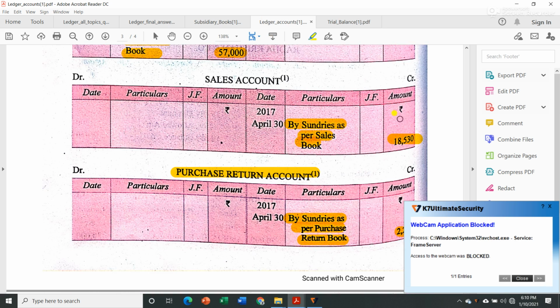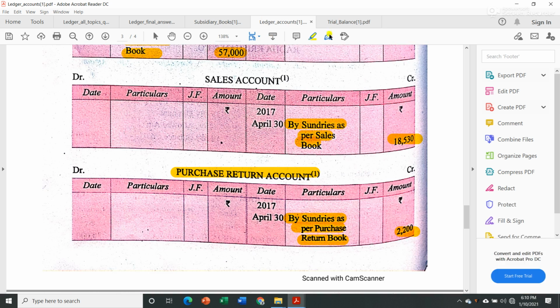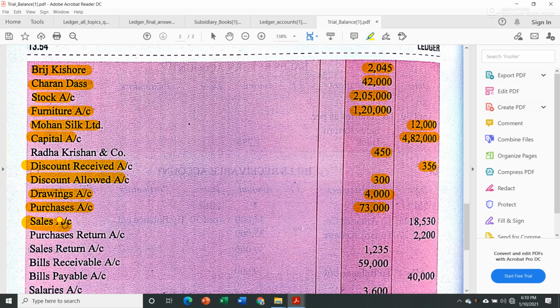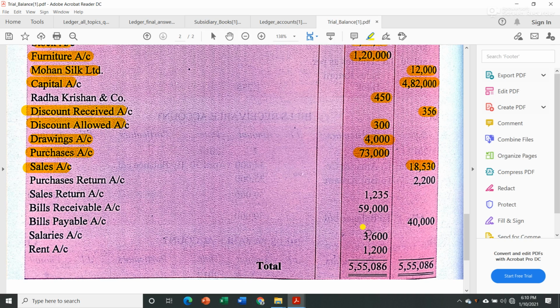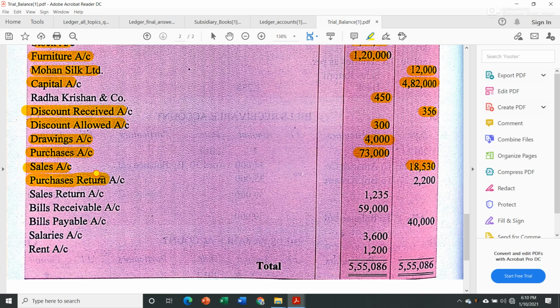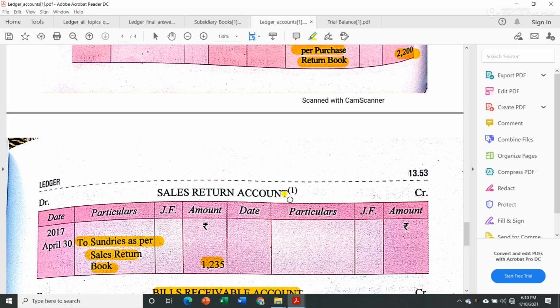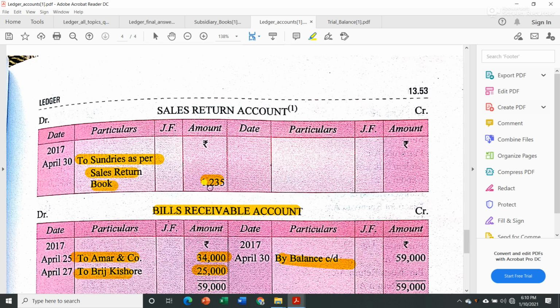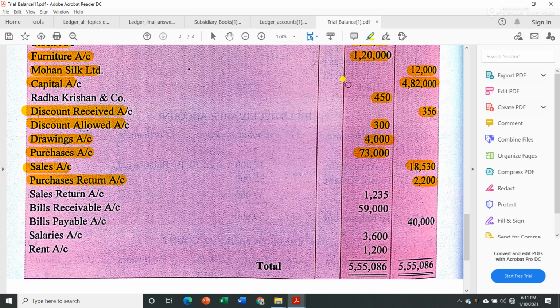Then next we have sales account. It is showing credit side of 18,530. That means sales account is showing credit balance of 18,530. The next account is purchase return account. This is also showing on the credit side 2,200. So we will write purchase return account credit balance of 2,200. Then next we have sales return account 1,235 on the debit side. So sales return account showing debit balance of 1,235.